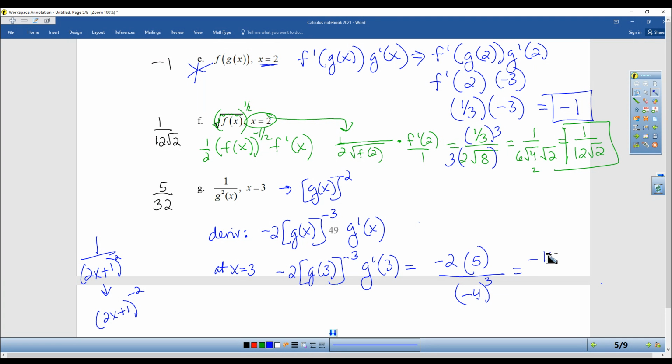That gives me -10 over negative, cubed is -4 times -4 times -4, which reduces to +5 over 32. Great. Good job, everybody. Pretty hard little set there.